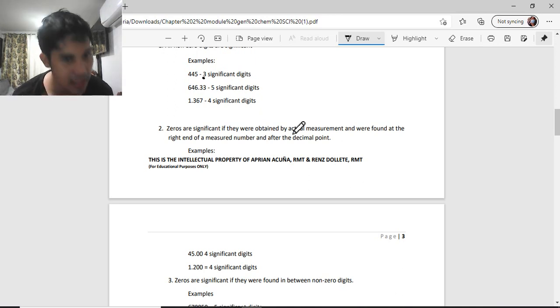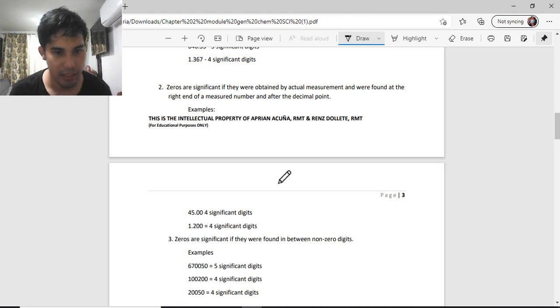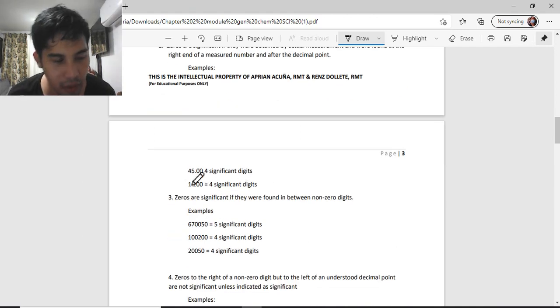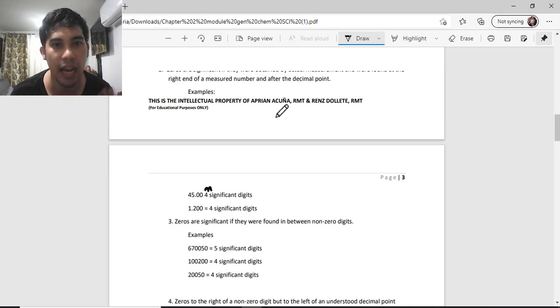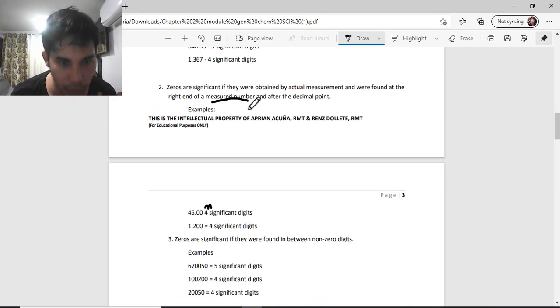Zeros are only significant if they are obtained by actual measurement, and were found at the right end of the measured number after a decimal point. If you have 45.00 and you add a unit like meters, meter is a measurement of length. Therefore, it is a measured number, and you have 4 significant digits.